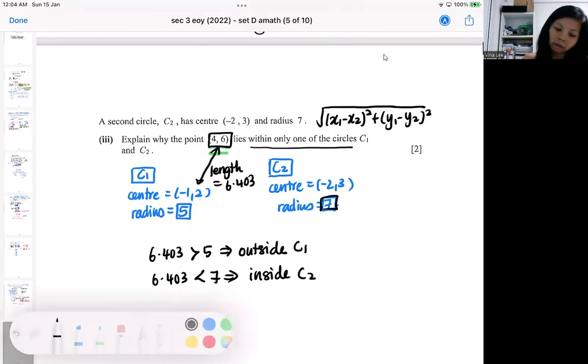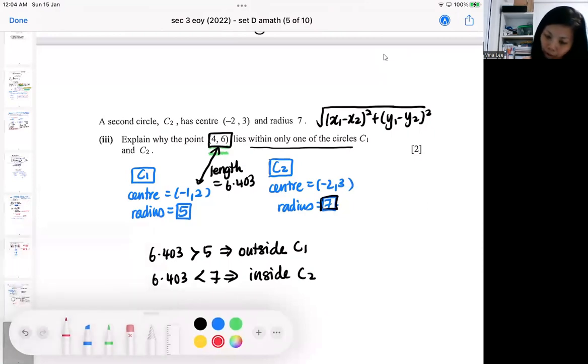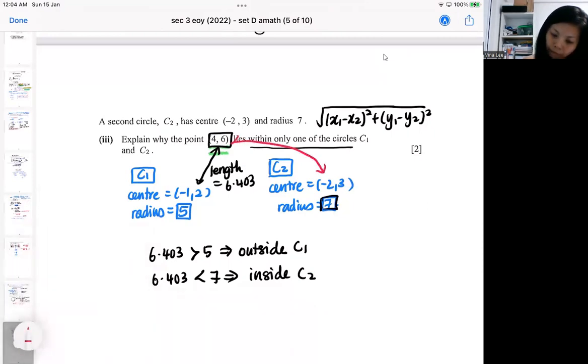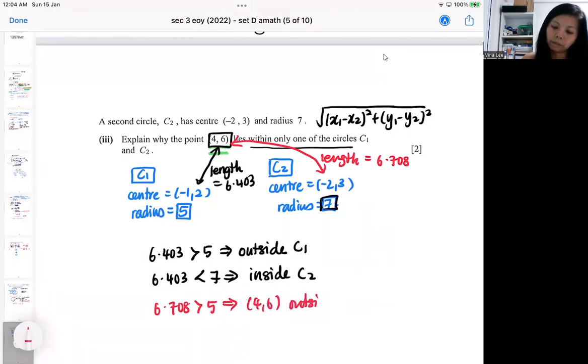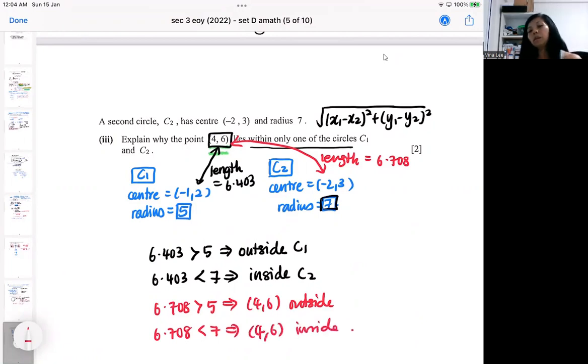So the next thing here will be you compare the next one. You compare to this center. So you apply your length formula onto this. I actually get 6.708. So again, this length is more than 5, so that means this is outside. And this is less than 7, so it should be inside. If you try out both distances, you will realize that it will just be inside C2.